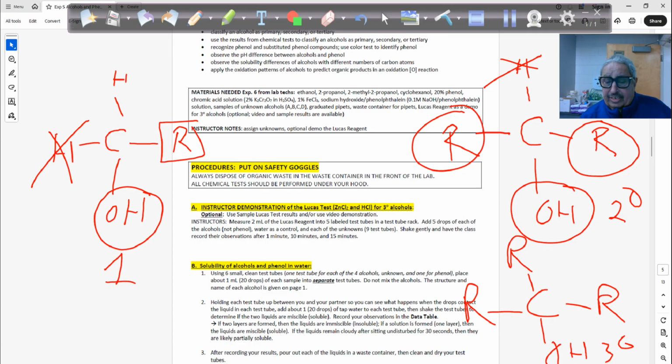So, solubility in H2O for all alcohols depends on the amount of carbon. So a tertiary alcohol, if it's too large, too big, is not soluble. The smaller the alcohol, the higher the solubility. And phenol is soluble in H2O. It should be soluble. Why? Because it has hydrogen bonding. Did you hear about hydrogen bonding? Hydrogen bonding is very important in solubility.